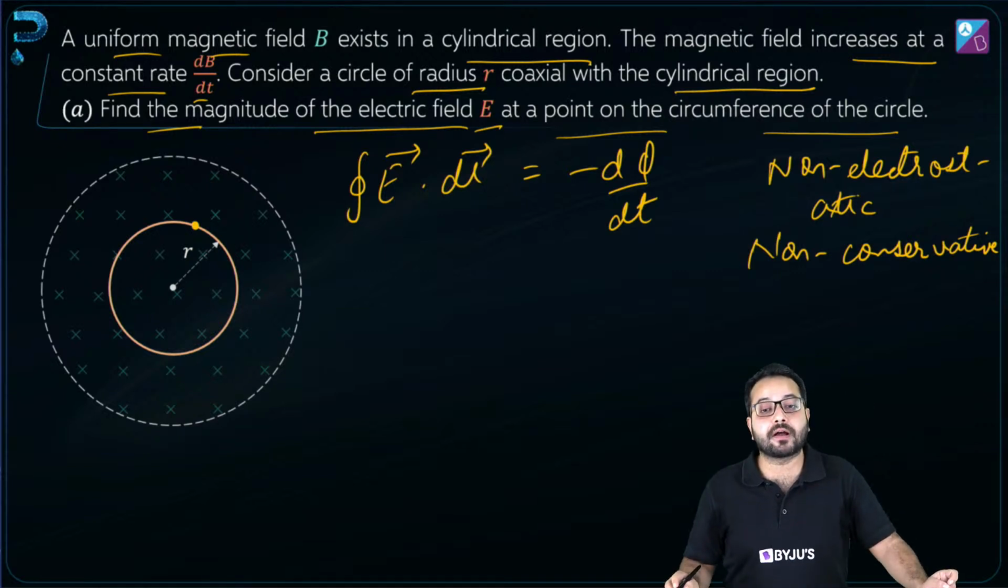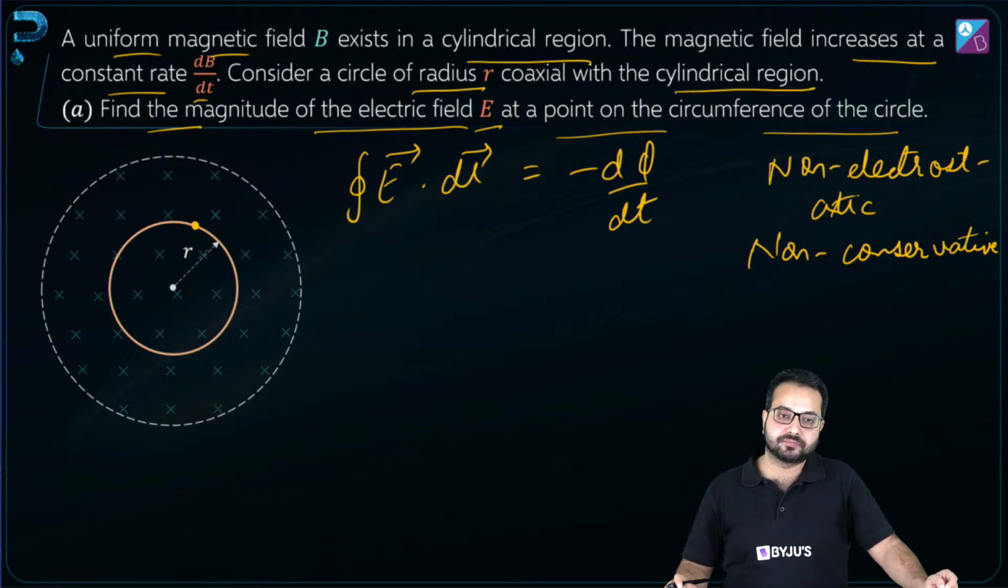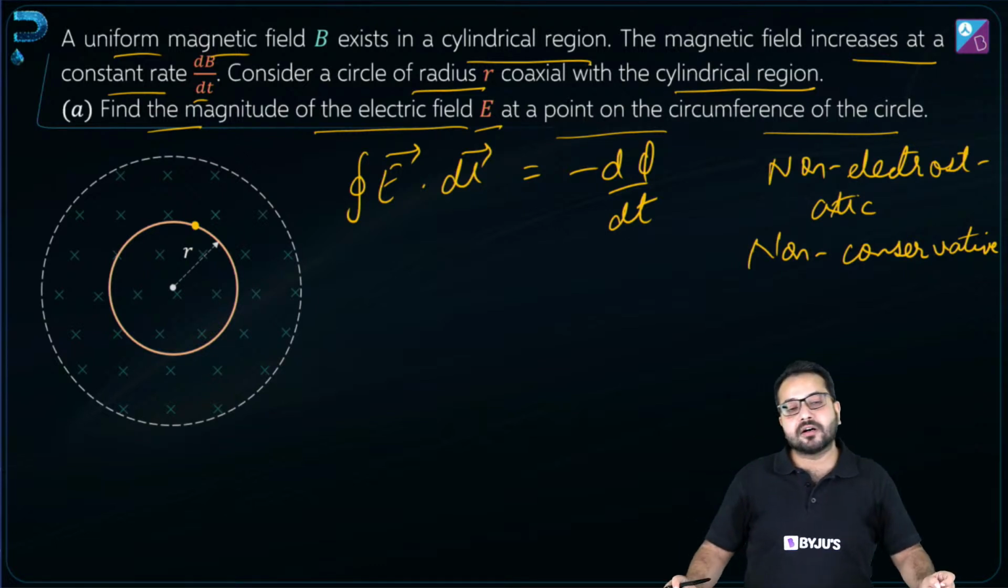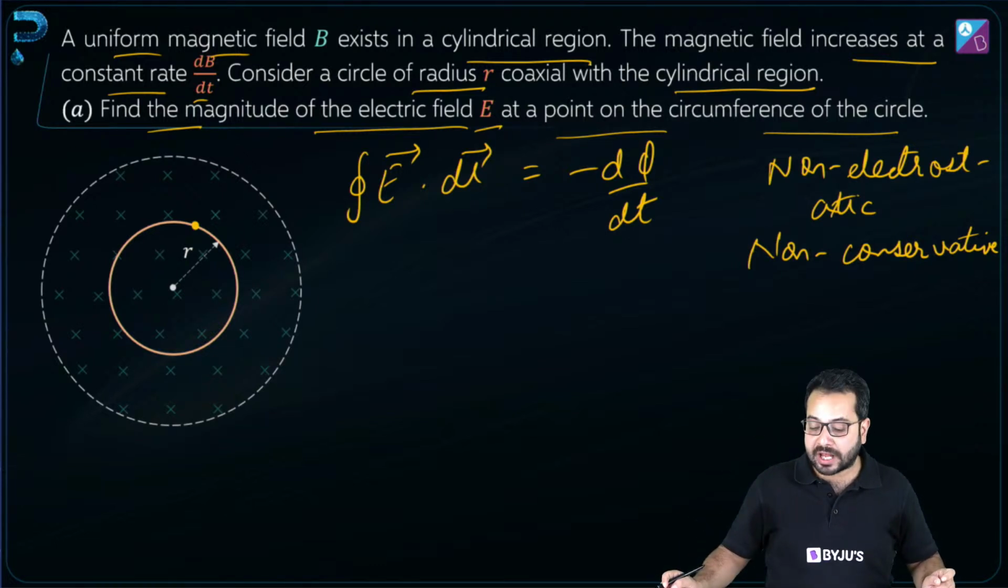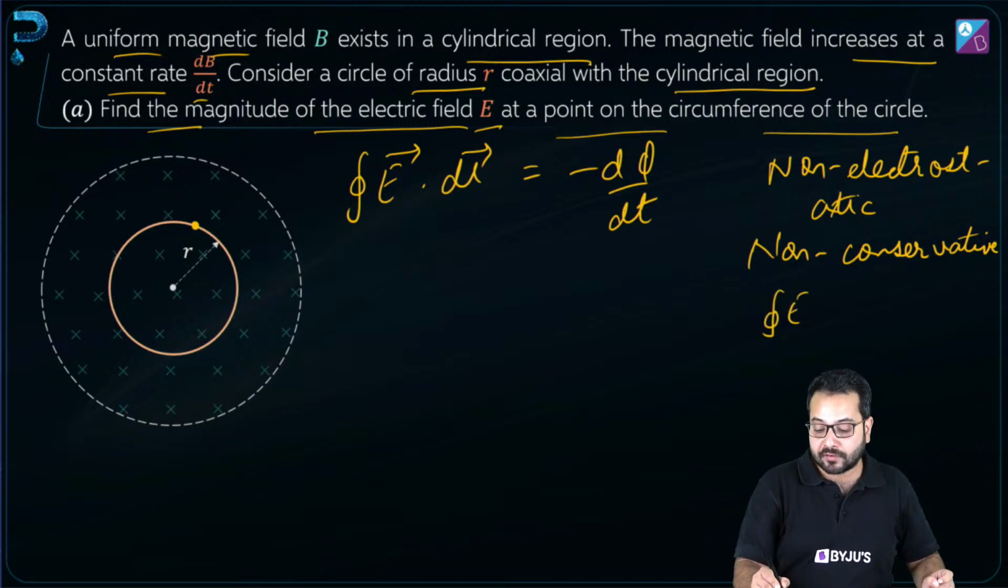So we cannot define electrostatic potential corresponding to it. For a field which would have been electrostatic and conservative, closed integral of E dot dl would have been 0 for a conservative field. Very important concept here.